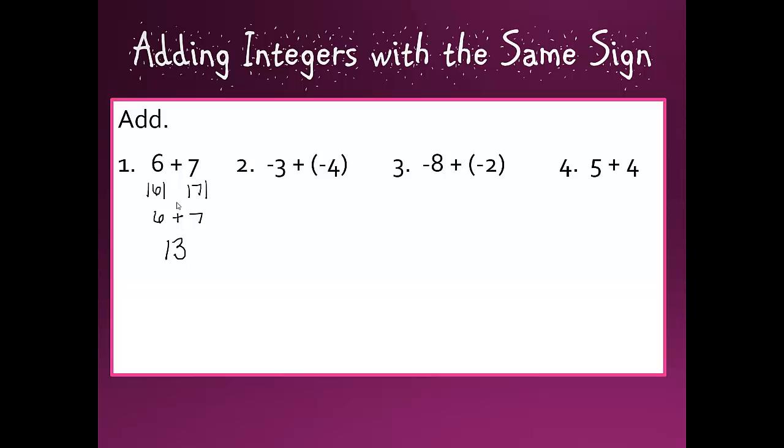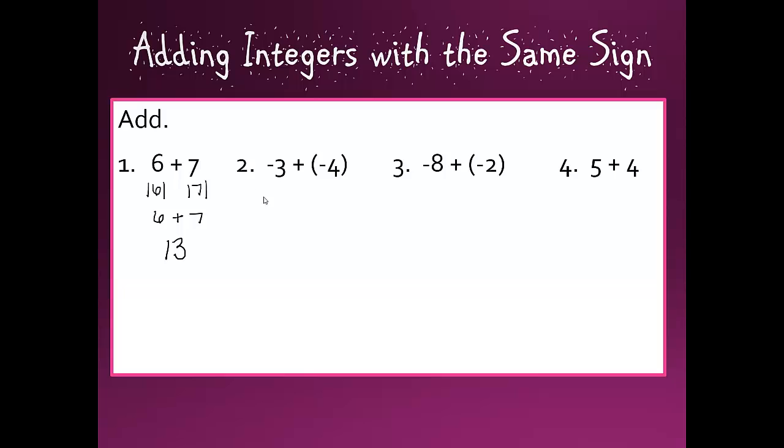The last step is to look back at the original numbers that we had and figure out the common sign. 6 is positive and 7 is positive. So our answer is also going to be positive. So our answer is 13.